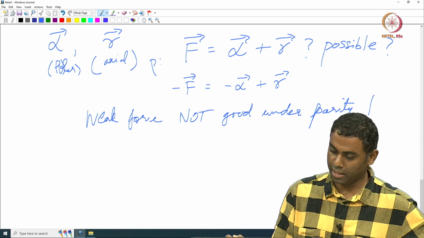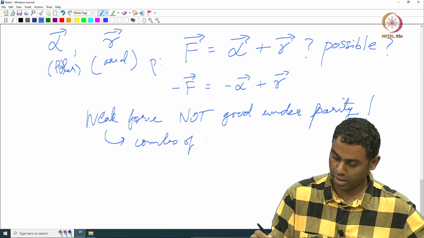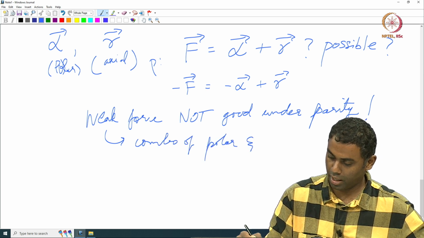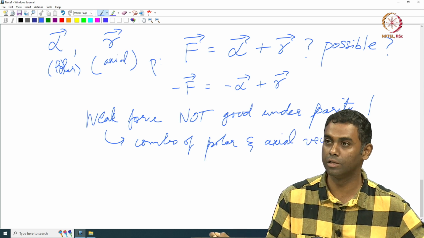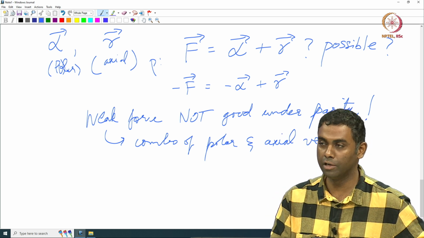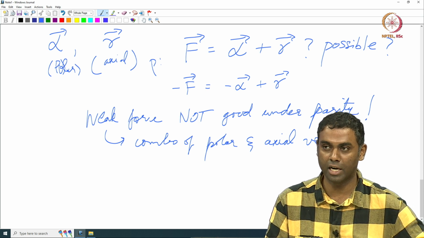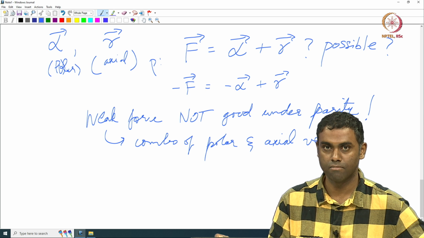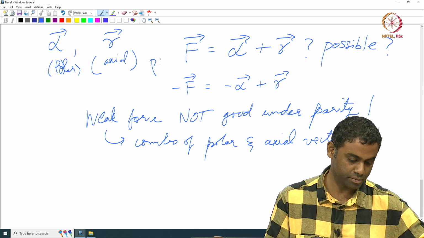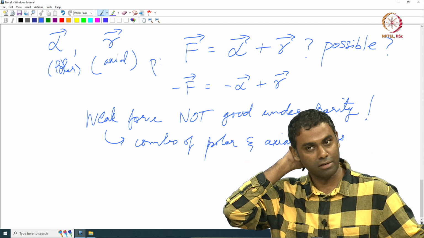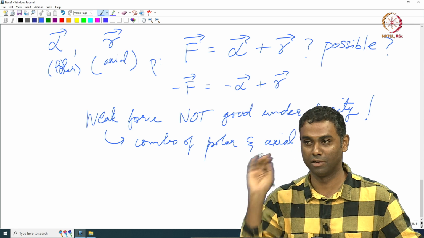In a sense, it is a combination of polar and axial vectors. We will see the meaning of this very precisely as we get into the field theory aspects. But the reason the weak force by and large does not respect parity, in fact it violates parity in a very maximal way, is that it is a combination of polar and axial vectors. So, it vanishes like a vampire in a mirror, completely vanishes in a mirror.